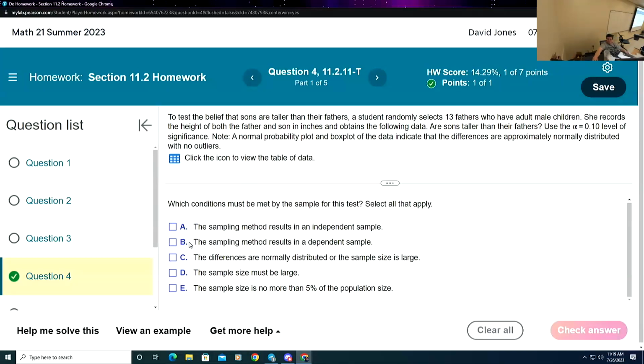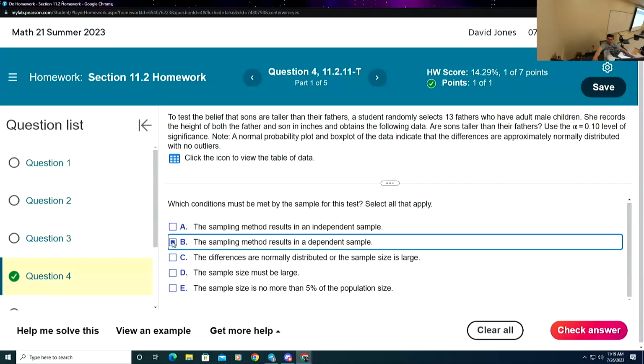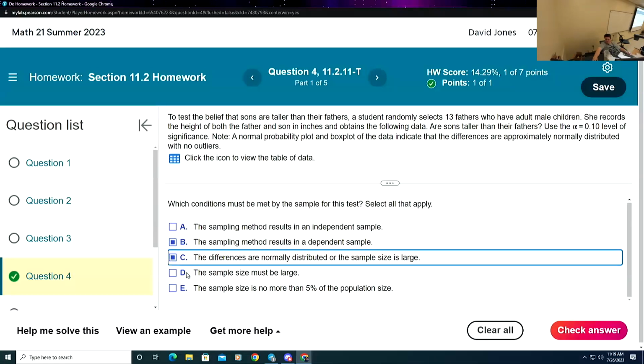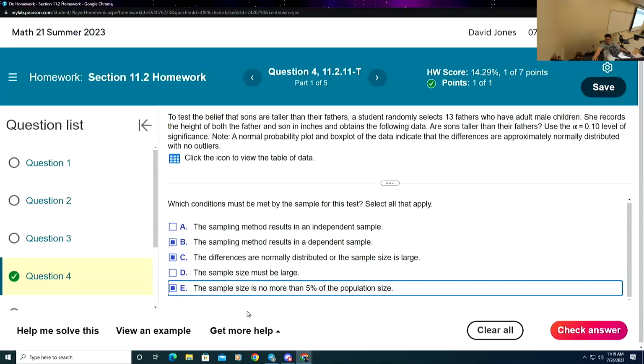They're just throwing in a couple more. They must be dependent. I can't pair Cody with my dad. There's no connection there between father and son. It needs to be Cody and Cody's dad. The differences are normally distributed or the sample size is large, and the sample size is no more than 5% of the population.